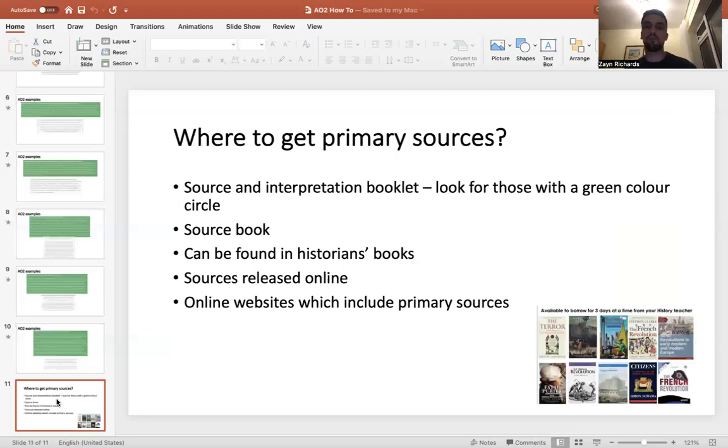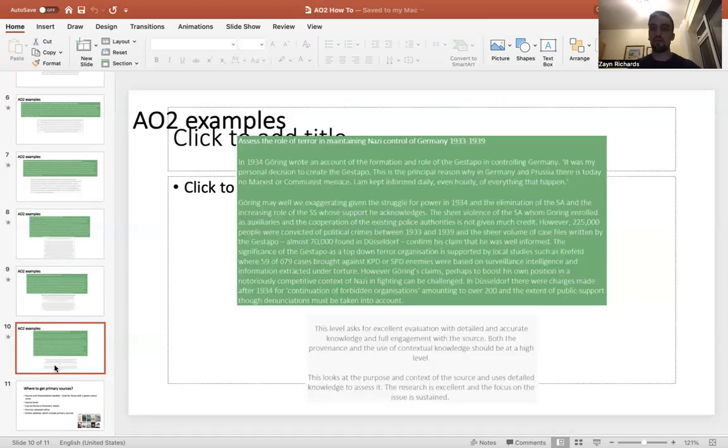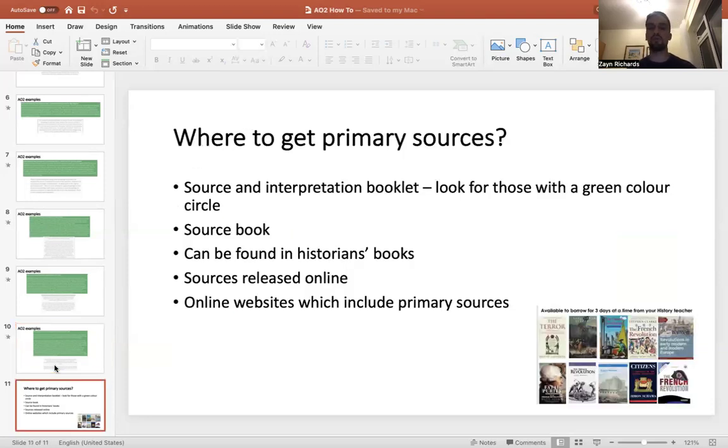Now, some of you have been asking me where to get primary sources. It is tricky, but Miss has put together a source and interpretation booklet for you, so you need to be using that. Look for the ones with a green color circle next to it. There are source books that we have in the department, so you can come and borrow those. If you find a source quoted in a historian's book, you can use that, and that counts as AO2. So, for example, this quote by Hermann Göring is very likely just taken from a historian's book, okay? And there are thousands of books written on the French Revolution, on the different aspects of it. So you should be trying to consult historians' books for a lot of your primary sources.